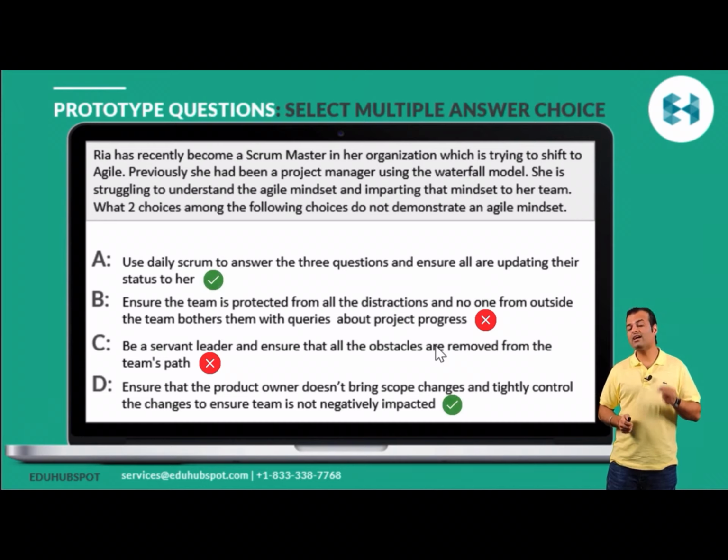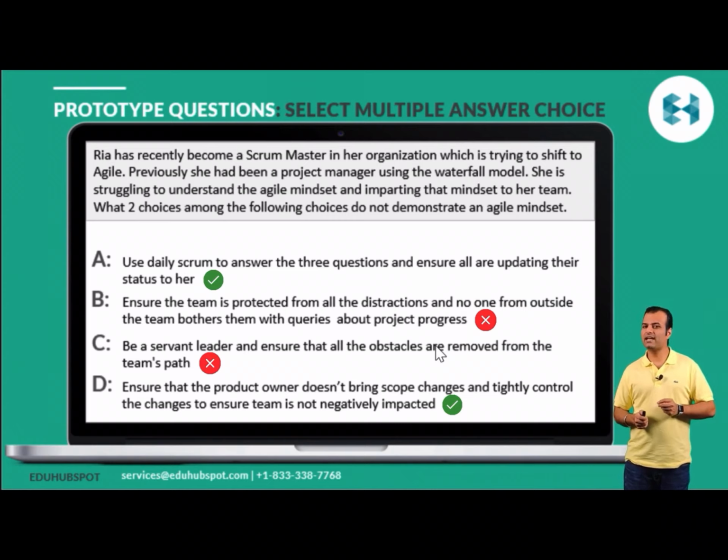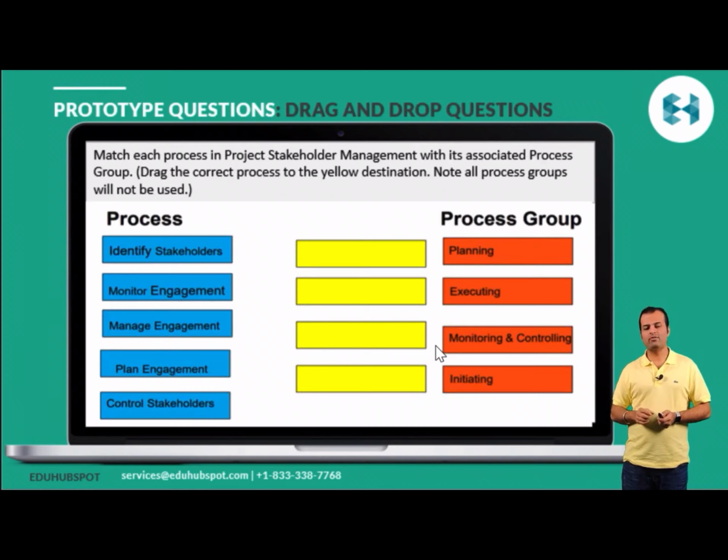So this is your second type of question which you may get in the exam, where they would specifically ask you to pick 2 or 3 choices. Remember, it could have more than 4 answer choices also. Let's see the third type of question.